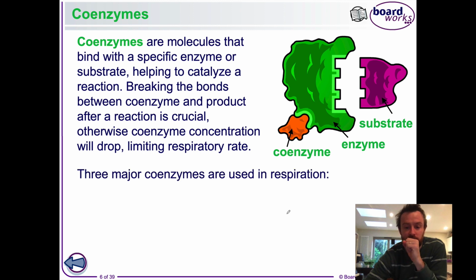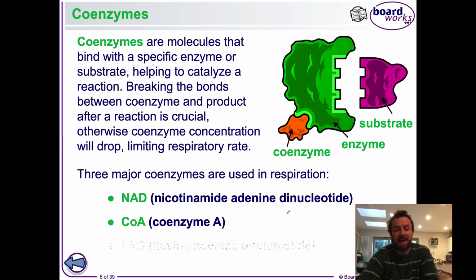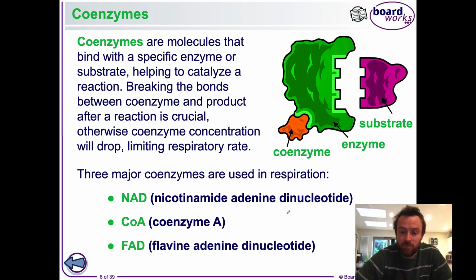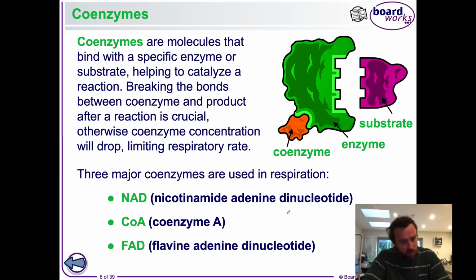So the 3 major ones that you need to know about in respiration are NAD, coenzyme A, and FAD. Now also ATP is sometimes called a coenzyme as well, so you're going to need to write about that. Because in a minute I'm going to give you a 6-mark question on these coenzymes, which I want you to do. So NAD, CoA, FAD, and also ATP are coenzymes involved in respiration.